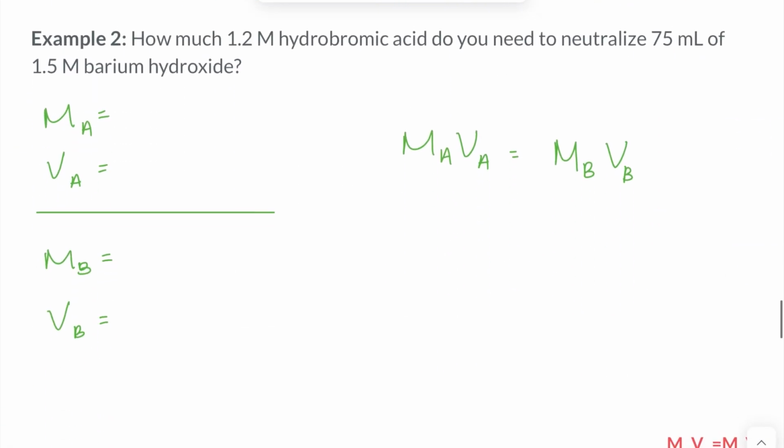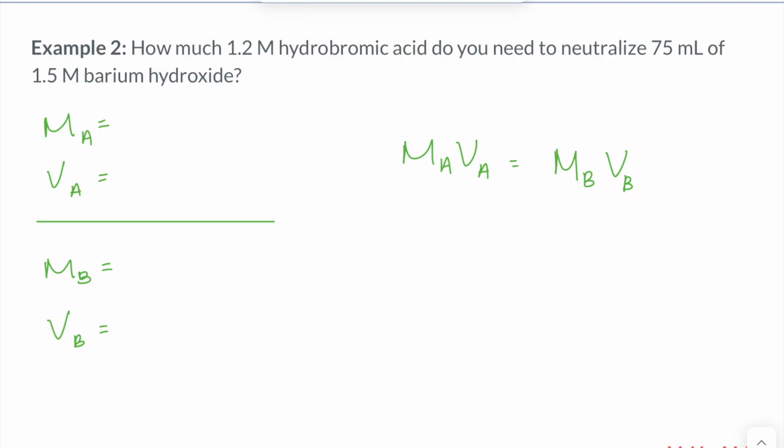All right, so I kind of have my setup on this next one. How much 1.2 molar hydrobromic acid do you need to neutralize? We see neutralize, that means we can use that neutralization titration formula, to neutralize 75 milliliters of 1.5 molar barium hydroxide. So as we're looking at this, here's acid, and how much means we are looking for volume. And we know the concentration is 1.2 molar.